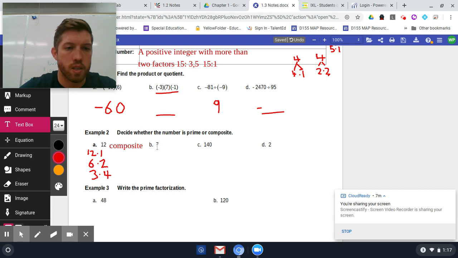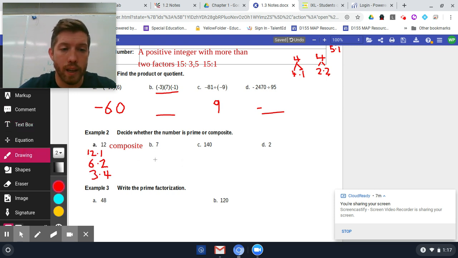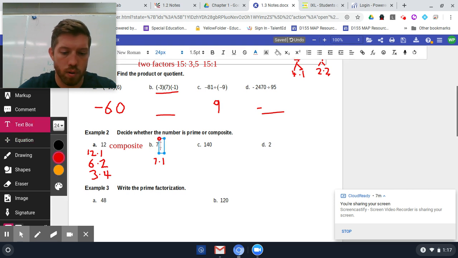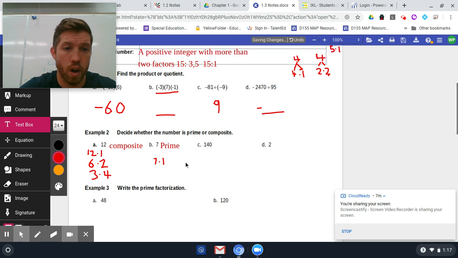There we go. 7. Now 7 was one of the ones in our example. 7 only has 7 and 1. So in that case, we know right away that it is a prime number. Primes are easy. We're just done. Once you notice it's prime, it's prime.